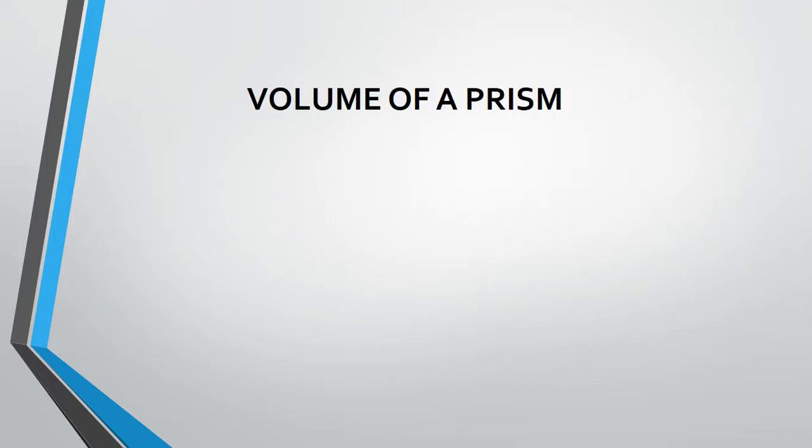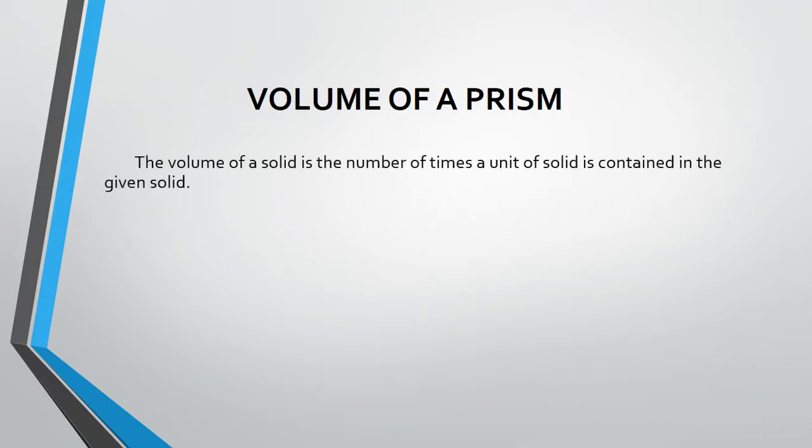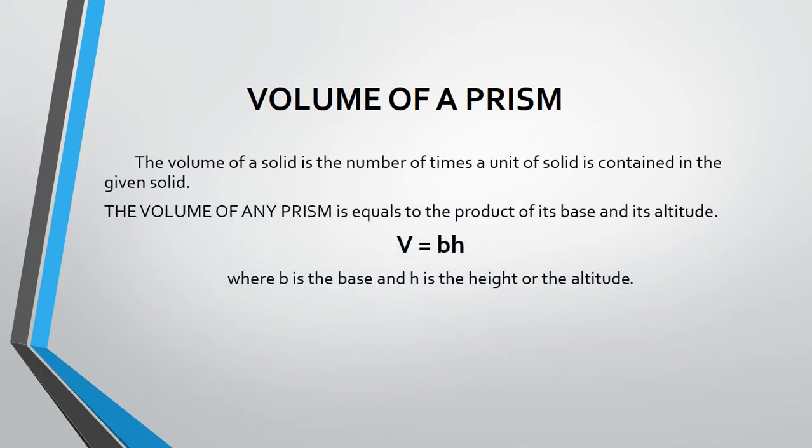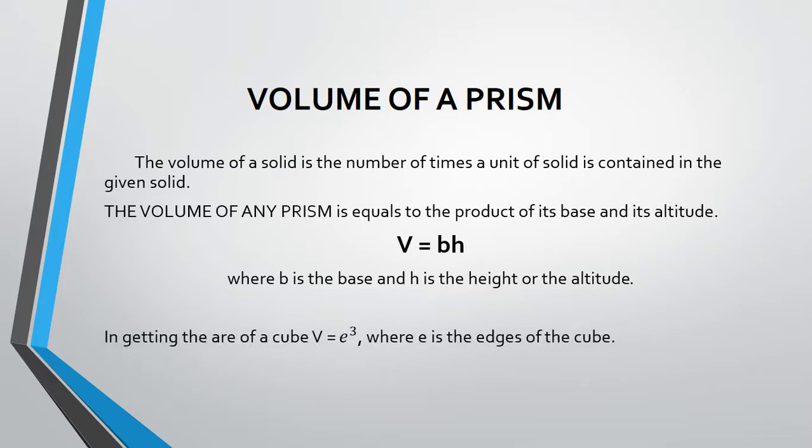Next, the volume of a solid is the number of times a unit of solid is contained in a given solid. The volume of any prism is equal to the product of its base and its altitude. Now we're going to use V = B times H, where B is the base and H is the height or the altitude. In getting the volume of a cube, V = E raised to 3, where E is the edge of the cube. We are now ready to calculate the total area, the surface area, and the volume of a prism.